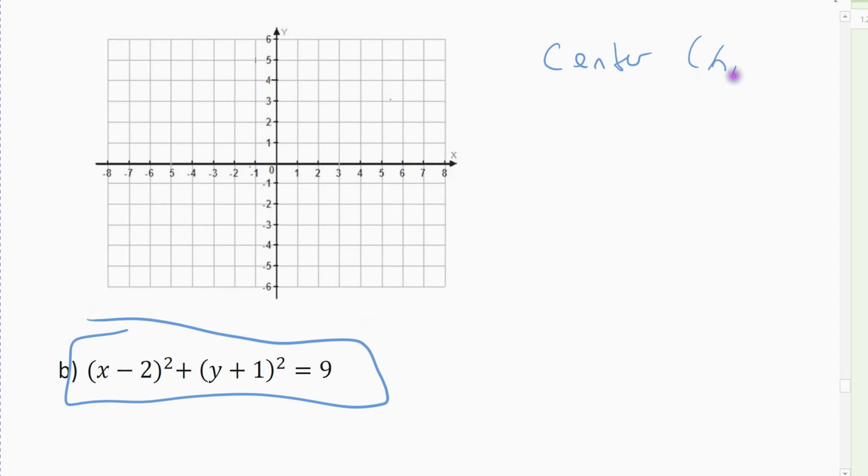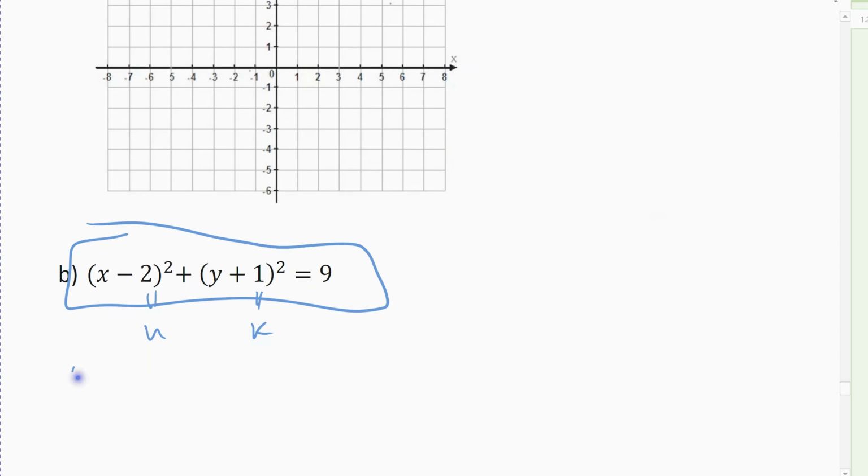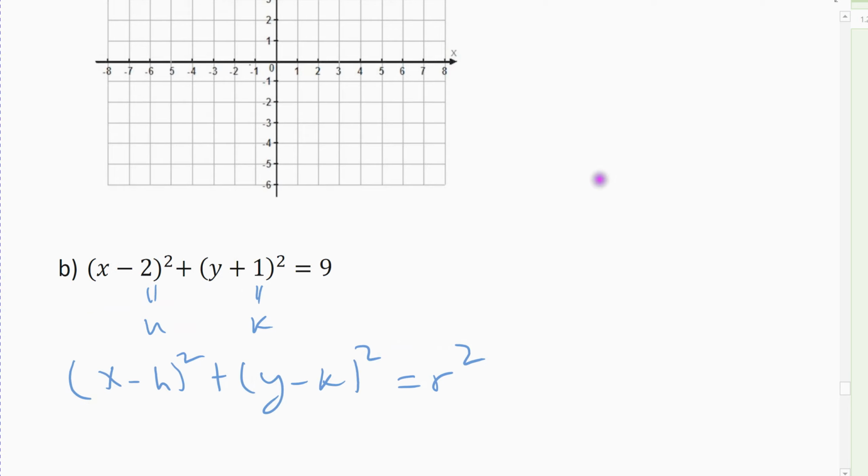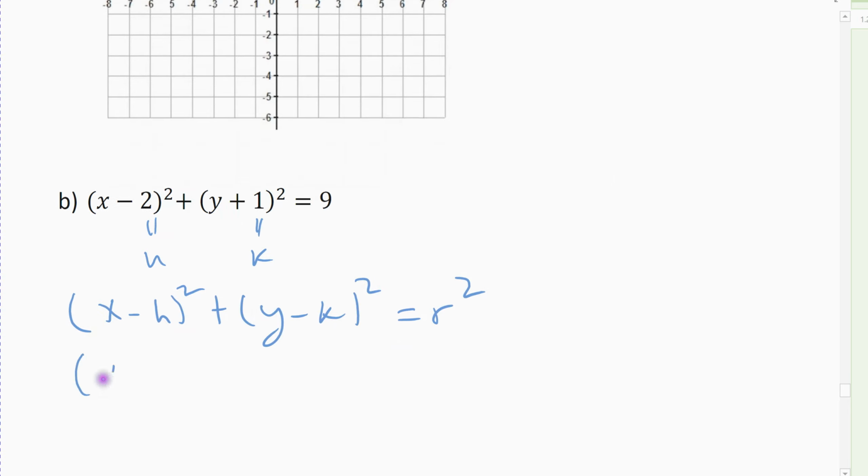remember, is the (h, k), right? This would be the h, this would be the k. And remember, the hard part about this one is in the original formula, it's (x minus h) squared plus (y minus k) squared equals r squared. And so the tricky part about this one is the k value. The first one's fine, it's (x minus 2) squared, but here I've got a plus.